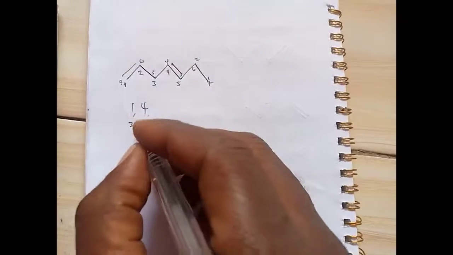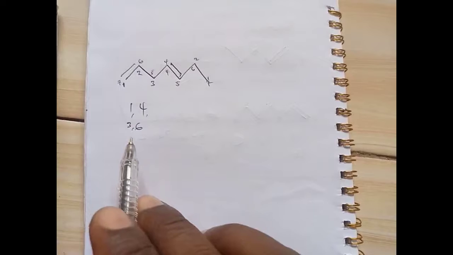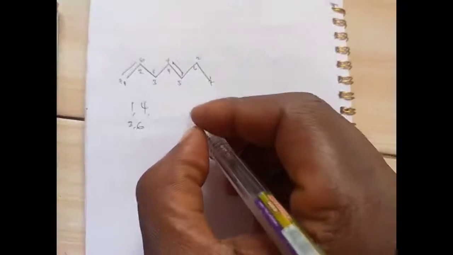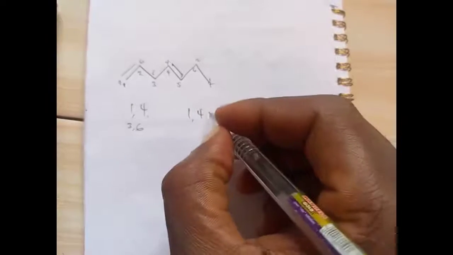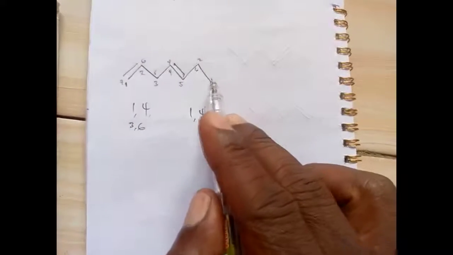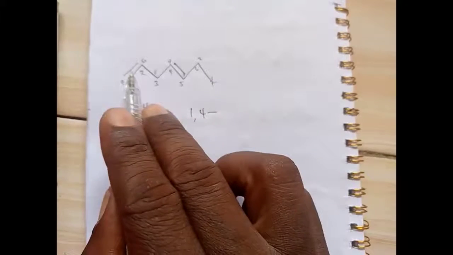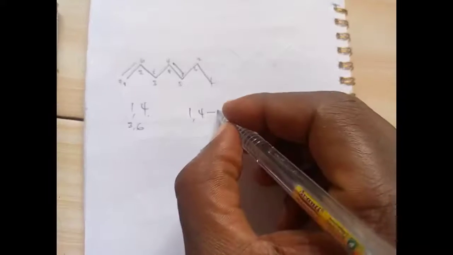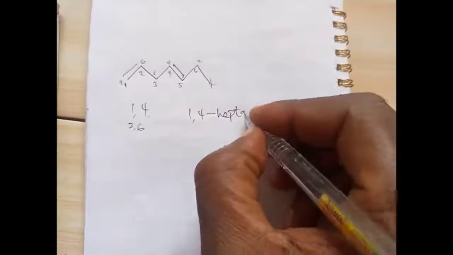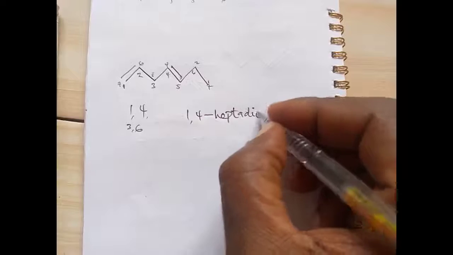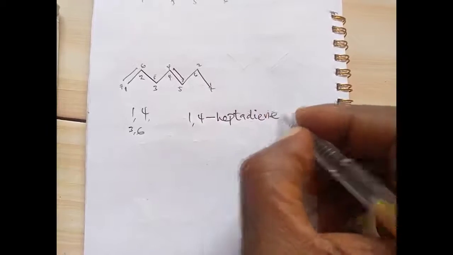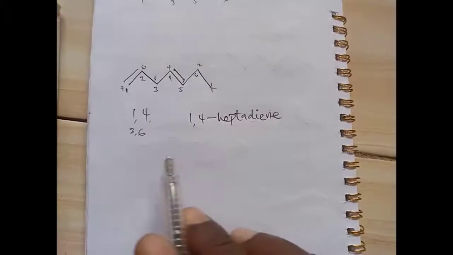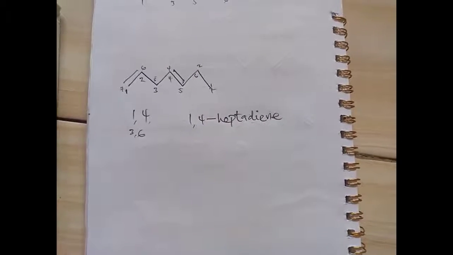So we'll notice that the lowest one is lower than 3. So we'll pick it as 1, 4. Since it's 7, it is heptane. But we have two double bonds. So instead of saying heptene, we're going to say heptadiene, which means there are 2 in there, 2 is di. When we have 3, it's tri. When we have 4, it's tetra, and so on.